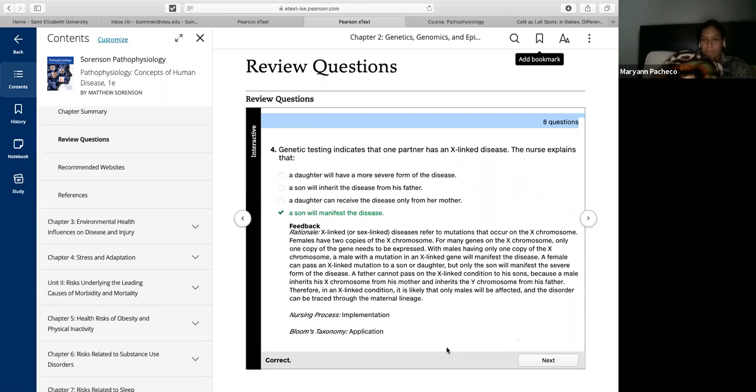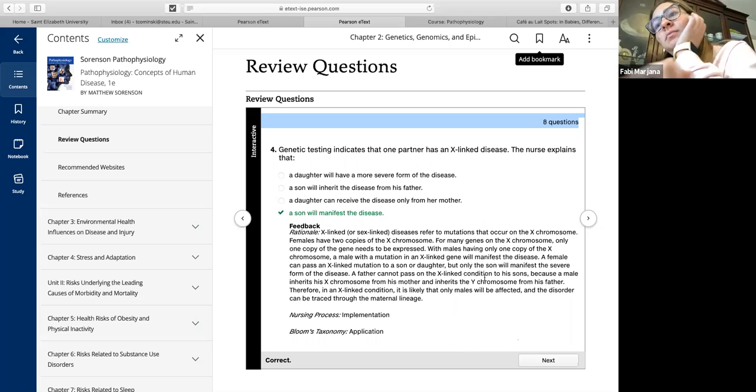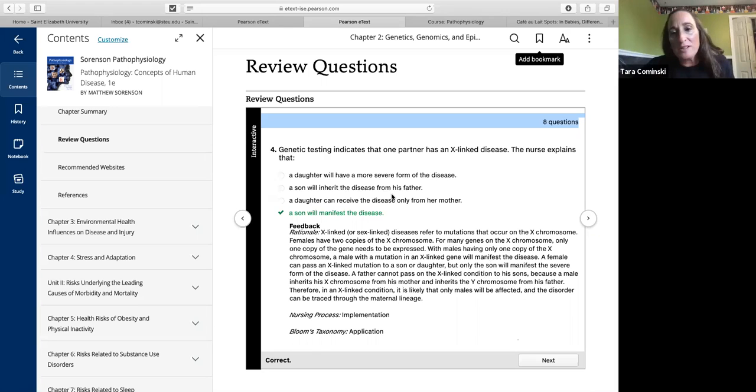Wouldn't it be the answer because you can only pass it from your mother? Yeah, oh, sorry, wait, I missed that part. A son will inherit the disease from his father. Yeah, exactly. I missed the inherit the disease from his father thing. So important to read all the answer choices, right? Because if it's X-linked, the male is getting the X chromosome from the female, and the Y chromosome from the father.